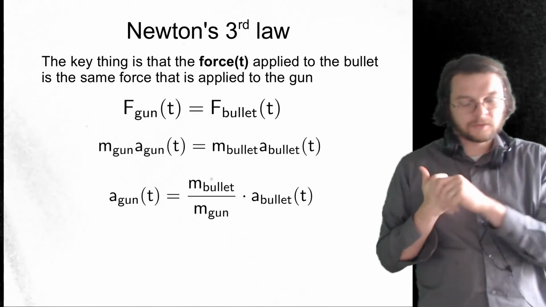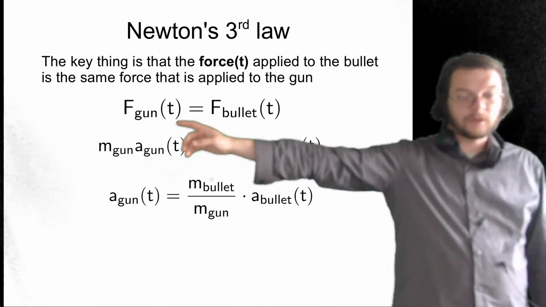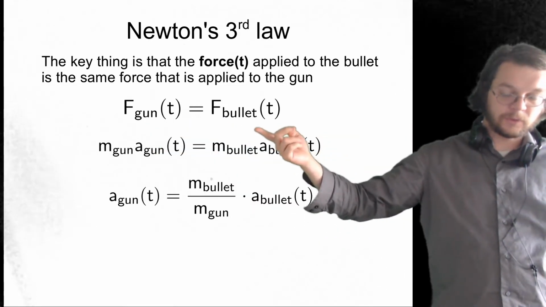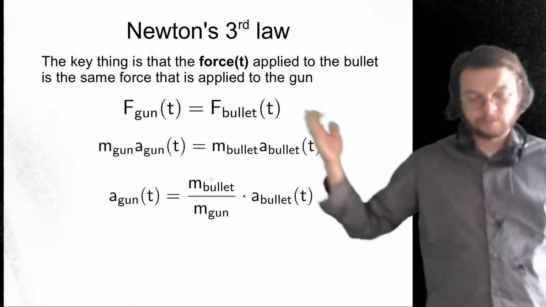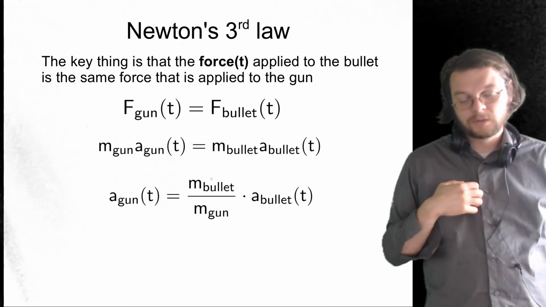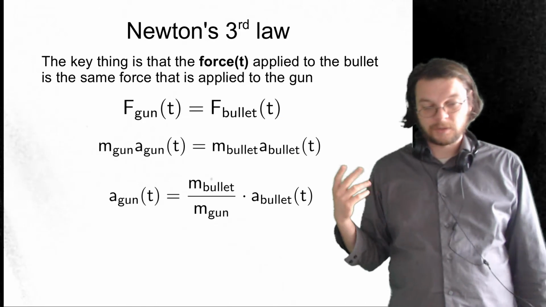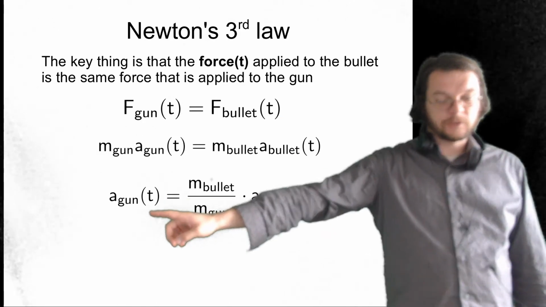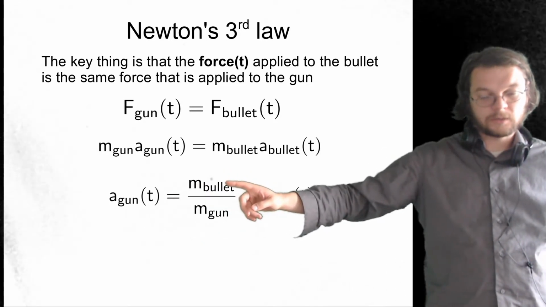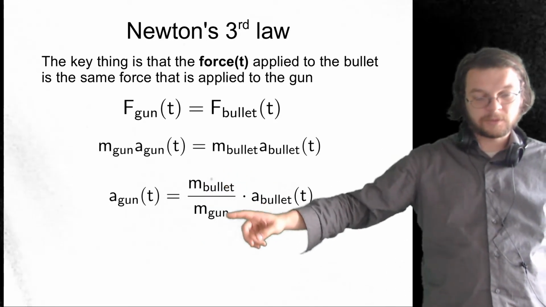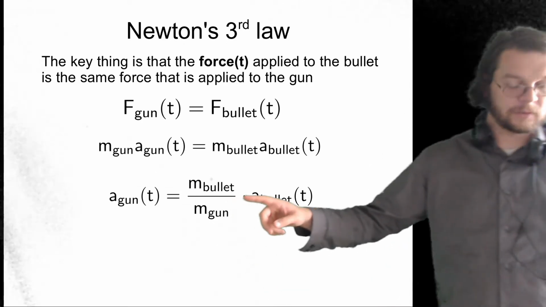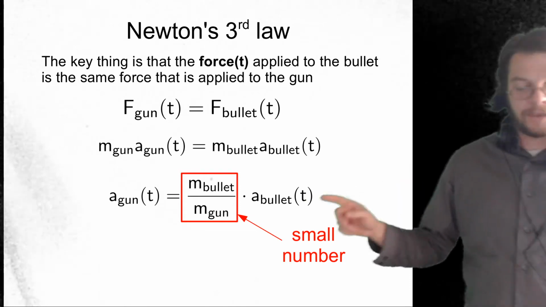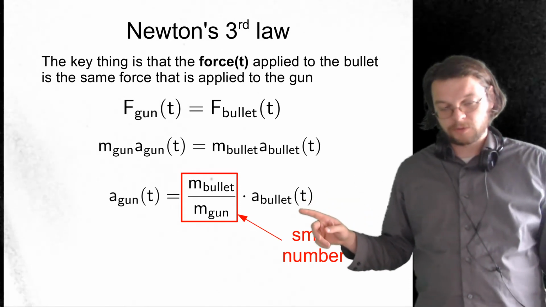We don't know much about this situation, but we do know that Newton's third law applies, which is that the force of the gun on the bullet is the same as the force of the bullet on the gun. Again, in magnitudes here, not necessarily directions. We know that the force equals the mass times acceleration. That's Newton's second law. So we can solve for the acceleration of the gun, and we know that the mass of the bullet is much less than the mass of the gun, so this has to be a factor much less than 1. It's a small number, and this is the acceleration of the bullet.